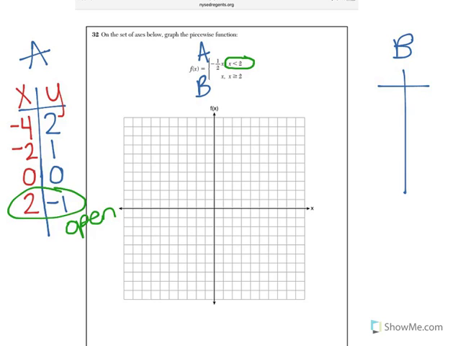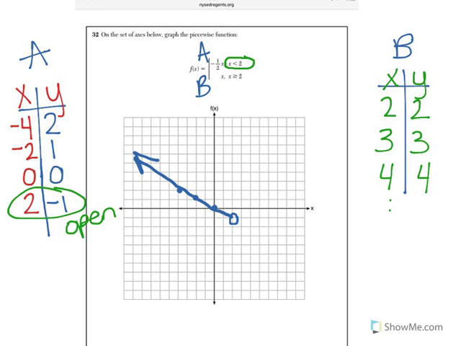Now, if I look at B, B is going to start at 2, and it says that I'm going to graph x, and I'm going to graph it starting at 2 and using any x value larger or equal to 2. So that means I can go 2, 3, 4, etc. And when I type that in, I'm going to get y values of 2, 3, and 4. And now I'm going to plot these points in graph.